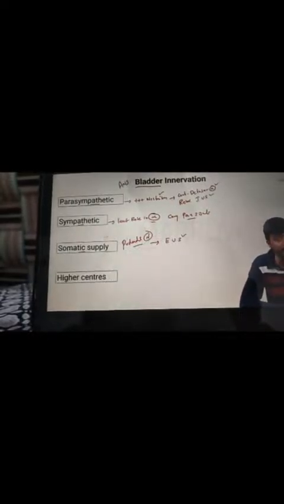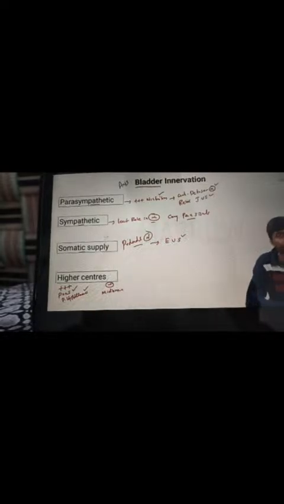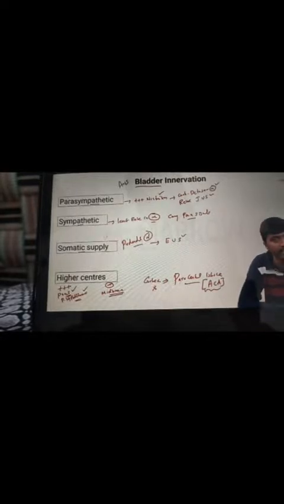And finally, we have higher centers regulating micturition. We have facilitatory centers in the pons and also in the posterior hypothalamus. They facilitate micturition. The inhibitory center for micturition is found in the midbrain. You also have cortical level control at the paracentral lobule, supplied by the anterior cerebral artery. This bladder innervation is very important. Parasympathetic always facilitates micturition.